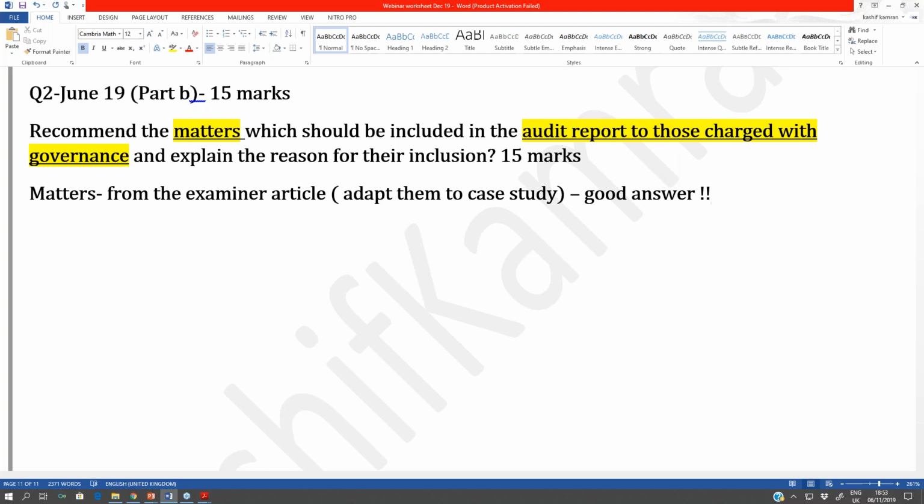So have you realized the importance of this article now? So I hope everyone will be downloading this article today, right? Once the session ends, that is the audit report to those charged with governance. Now, see what examples the examiner is giving us in the article.